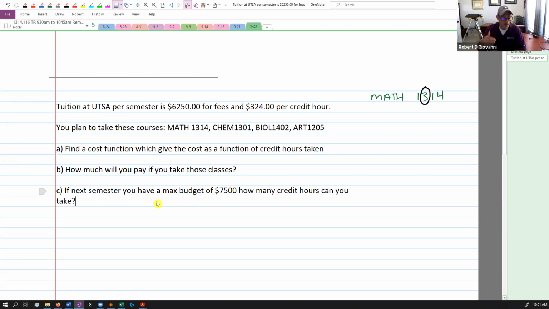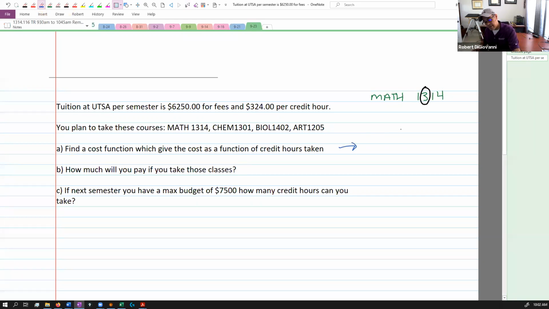Okay, so I'm going to run through these again, and then I'm going to break y'all out into groups and let y'all work on this. We're talking about going to UTSA. The cost is $62.50 for fees, and then $324 for each credit hour you take. You plan to take these courses, all right? Now, the first thing that's being asked is for you to find a cost function which gives the cost as a function of credit hours.